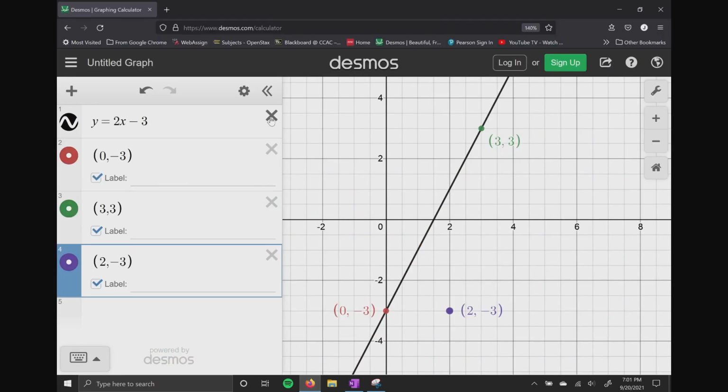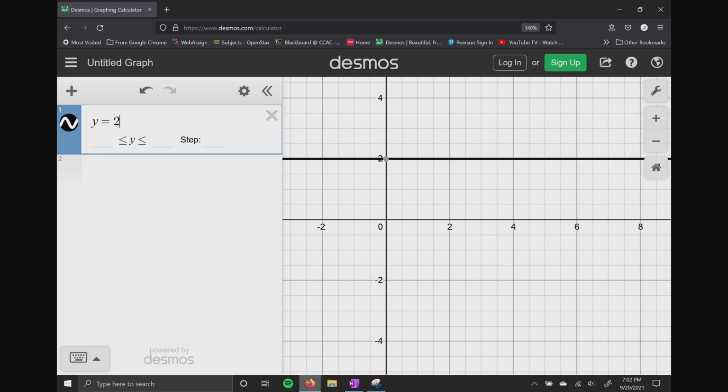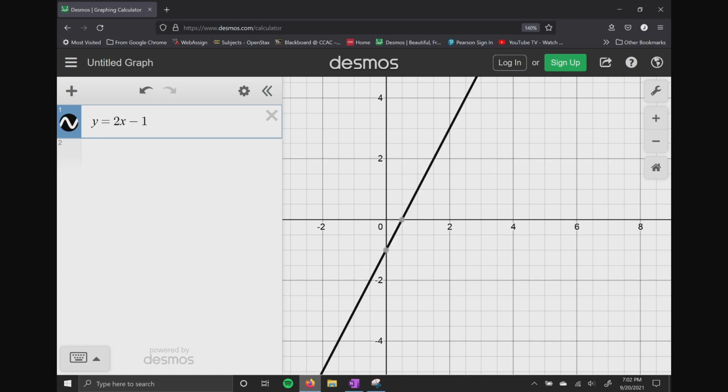So to clear this out, all you can do is just click the X's. Everything will just disappear. Now we're going to type in y equals 2x, what was it again? 2x minus 1? Yep. So y equals 2x minus 1. Sorry, my keyboard's all the way on the left-hand side of my desk. There we go. 2x minus 1.